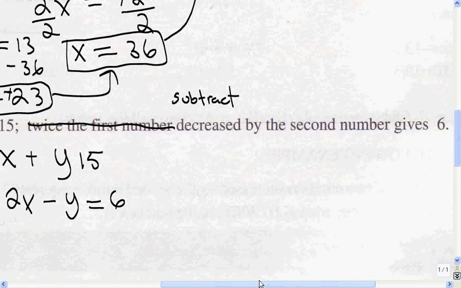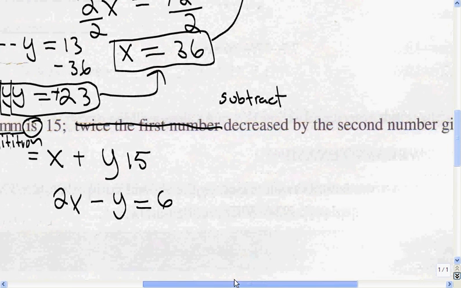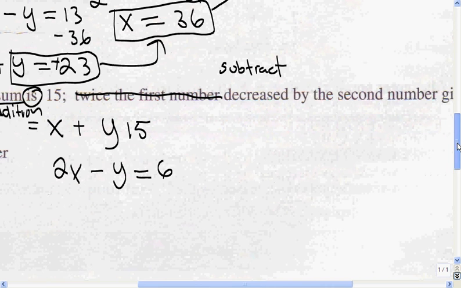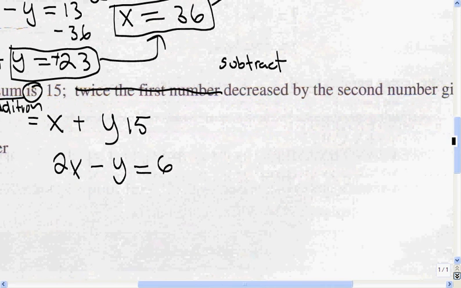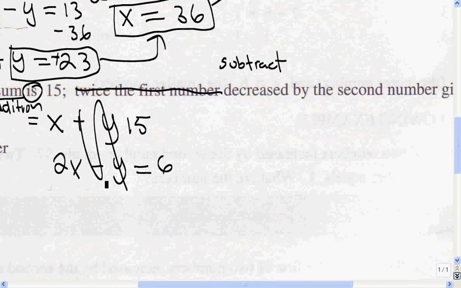Okay, so I've got my two equations now, and here again I'm going to use addition because the y's are the same, so I'm just going to cancel those out. I can do that because the signs are different. Plus y minus y is 0. I'm going to combine the 2x and the x, that gives me 3x. And I'm combining the 15 and the 6, and that gives me 21.